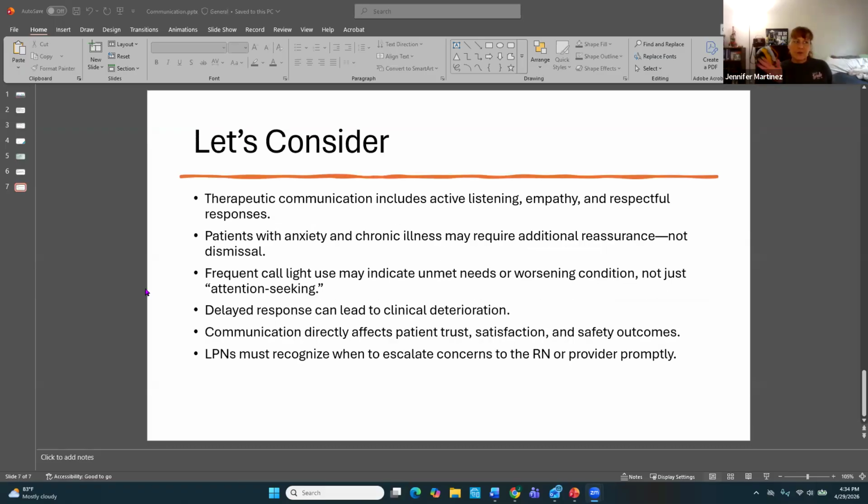So again, that therapeutic communication, it's active listening, it's empathy and respectful responses. Patients with anxiety and chronic illnesses may require additional reassurance. Frequent call light use may indicate unmet needs or worsening condition, not just attention seeking. And that delayed response can lead to clinical deterioration. And then, of course, we know communication directly affects patient trust, satisfaction, and safety outcomes. And we have to be able to recognize when to escalate that to the RN.